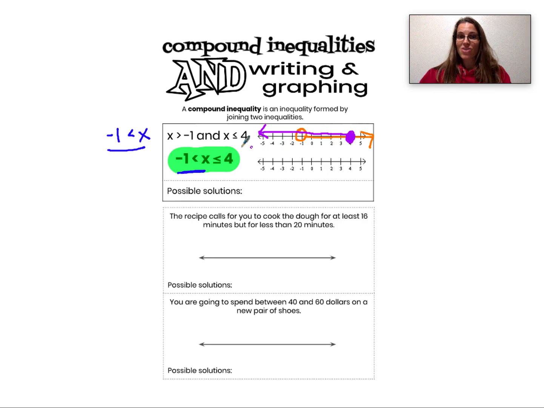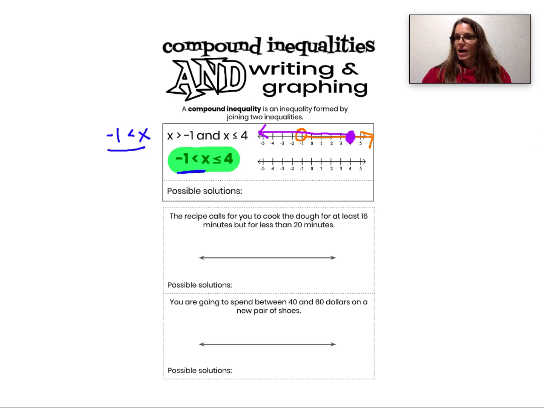Now this is not my graph of my compound inequality. This is not the graph of x is greater than -1 and x is less than or equal to 4, which we write as -1 is less than x is less than or equal to 4. In order to be in the solution set to this compound inequality, x must satisfy both of those inequalities. This orange part right here does not satisfy both. This orange part only satisfies x is greater than -1. It does not satisfy x is less than or equal to 4. This purple part only satisfies x is less than or equal to 4. It does not satisfy x is greater than -1.